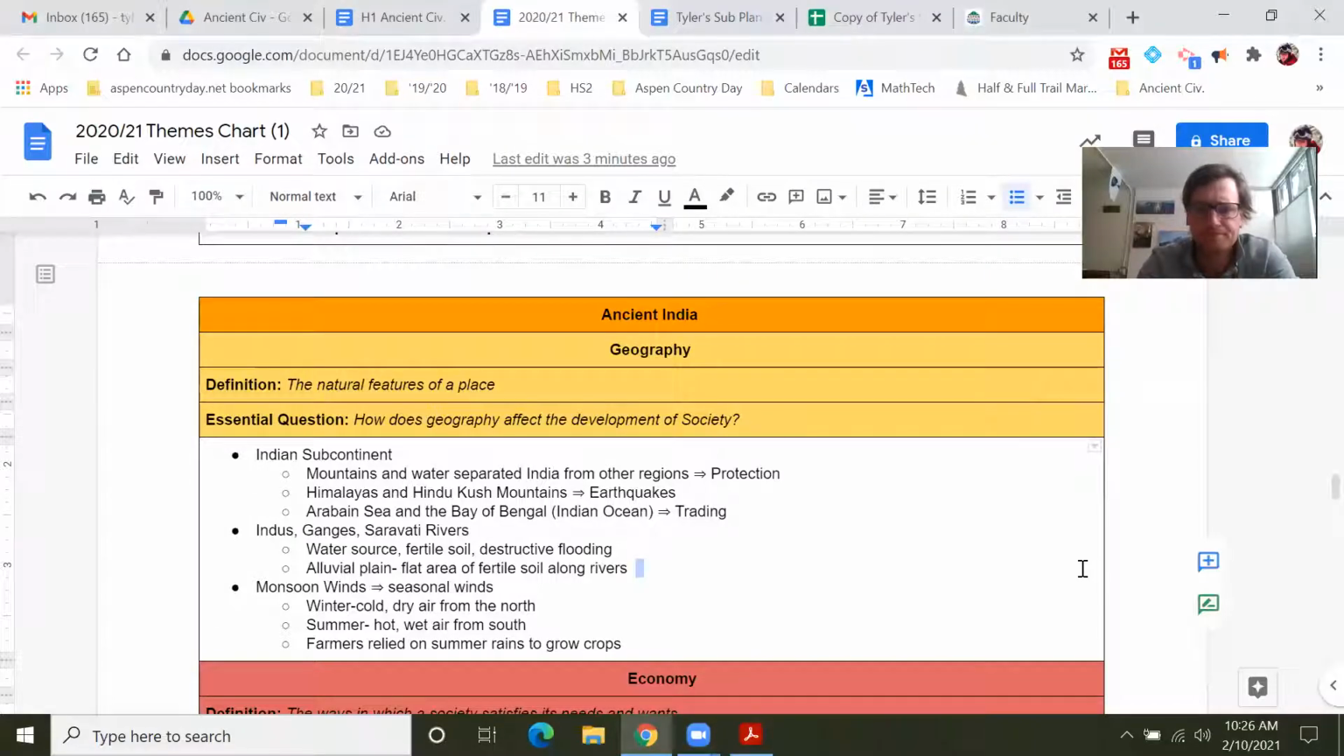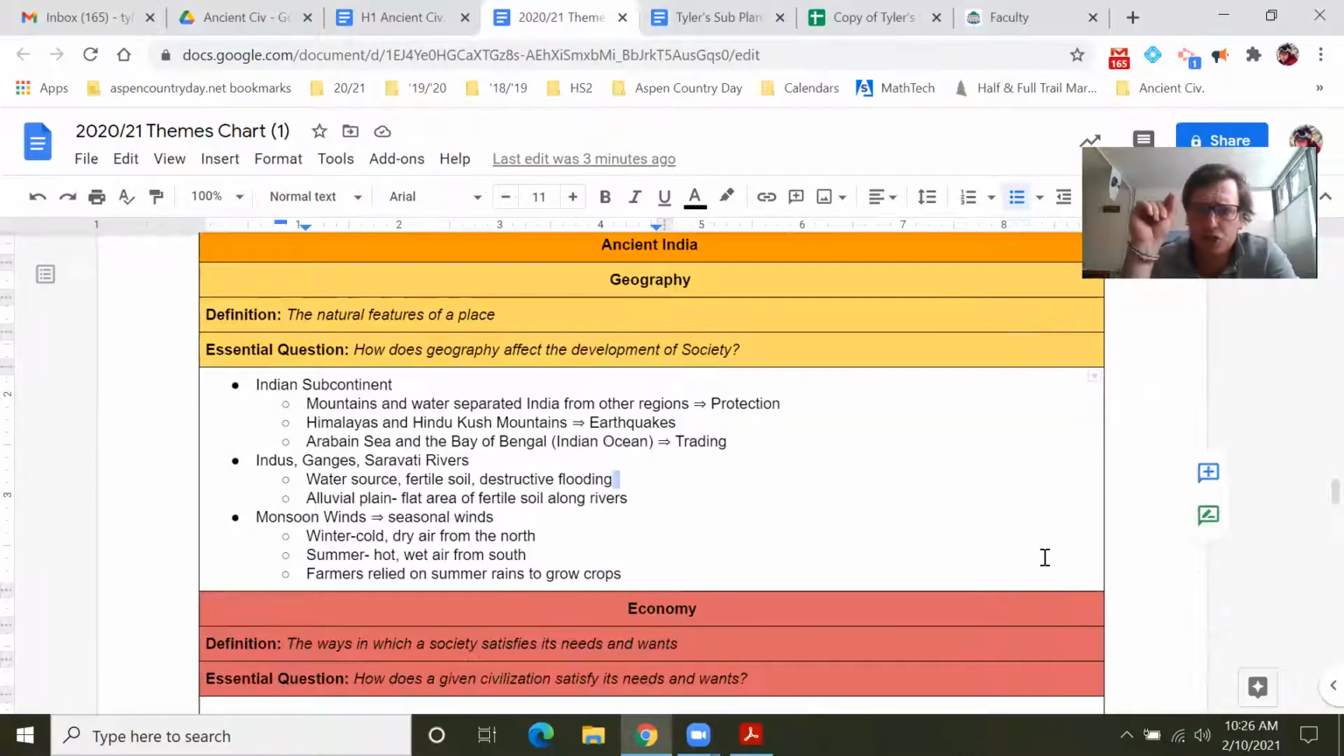And I want to make sure that we're all on the same page in terms of the content. So what are the geographic features and what effects did they have on society? Okay, so I'm going to show you mine. Okay, cool. So here are my notes. I merged those two boxes.